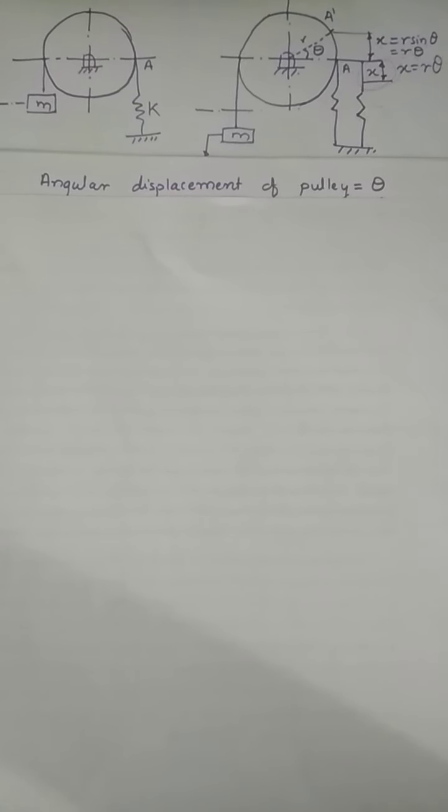After this motion analysis, we will go for proper analysis of the small mass, small m, and then we will go for the corresponding FBD of the capital M, meaning the pulley. So here the angular displacement of the pulley in the anti-clockwise direction is theta.